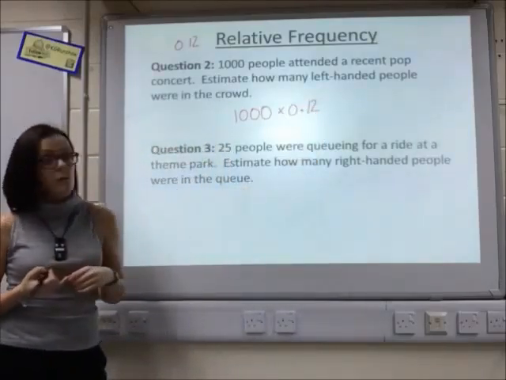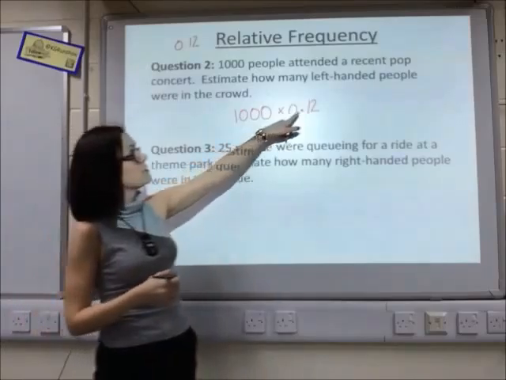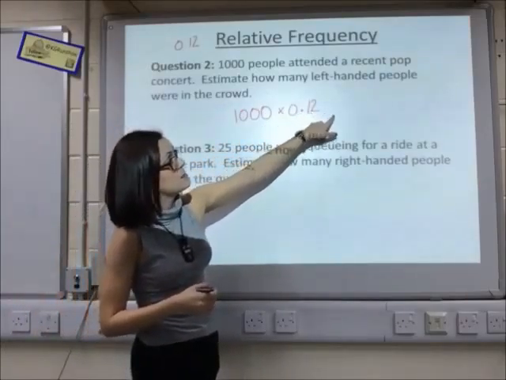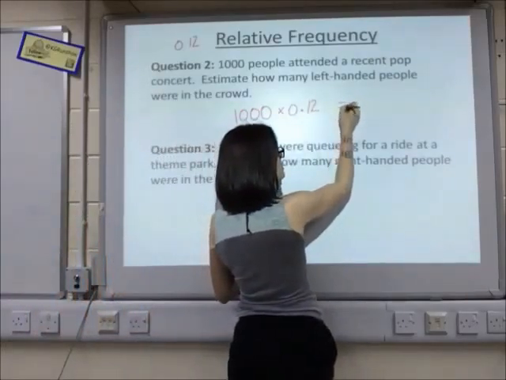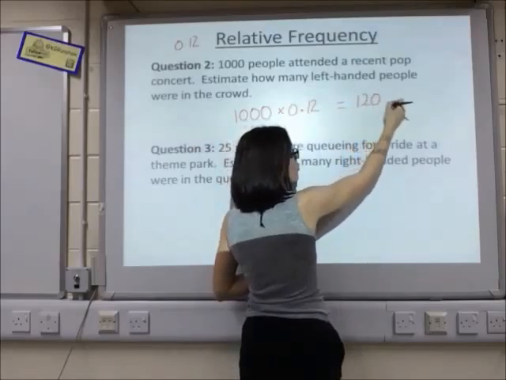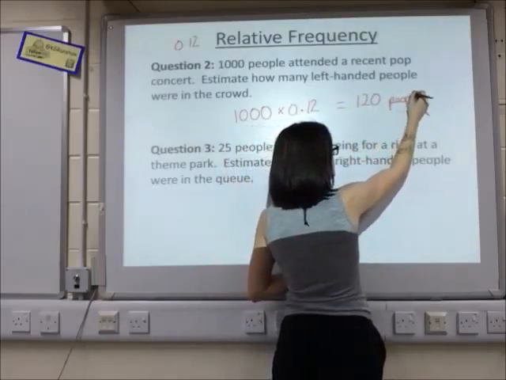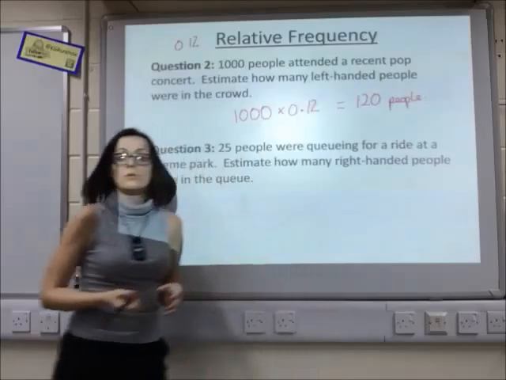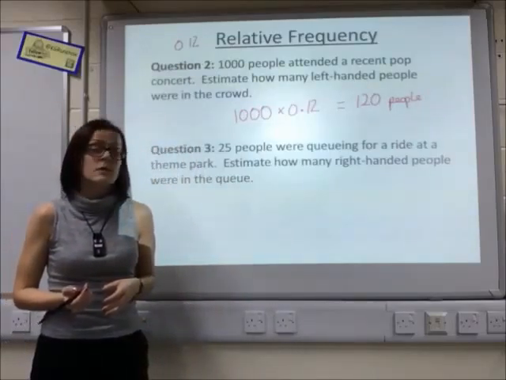So I'm doing 0.12 multiplied by 1,000. I'm going to move the decimal point 3 spaces to times it by 1,000. And I'm going to end up with 120 of those people we would estimate would be left-handed at that concert.